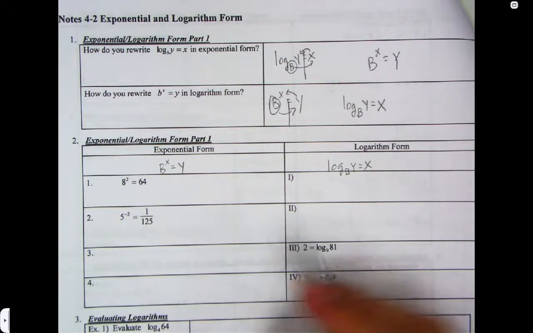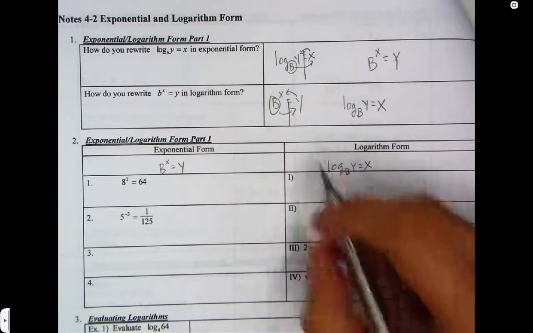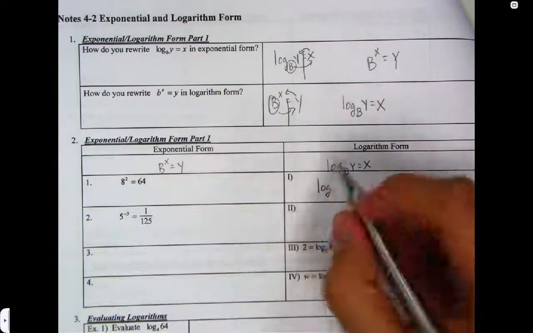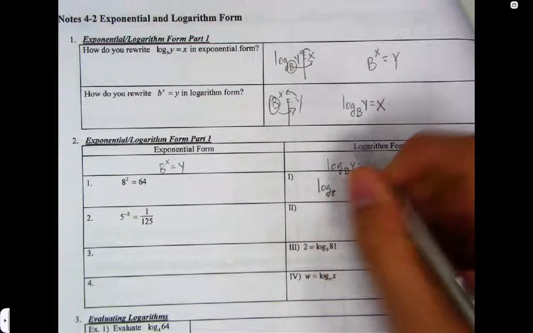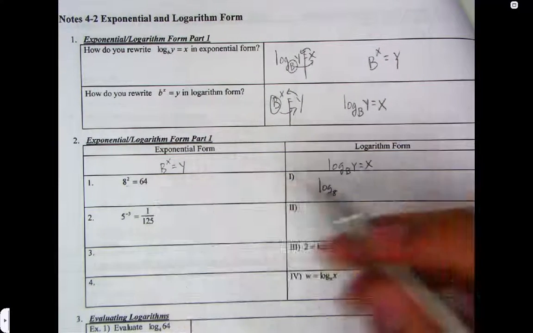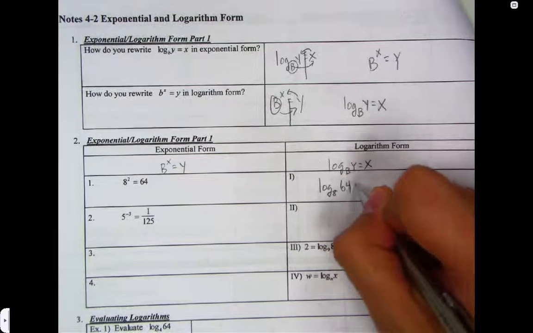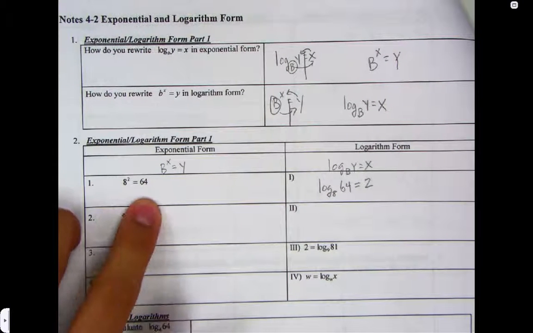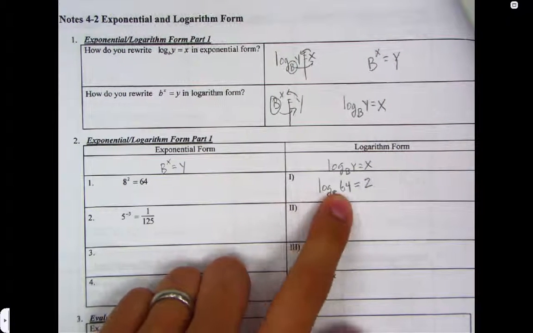Okay, so number 1, let's put that in log form. So that's going to be log. I'm going to circle the base, which is 8, and write that kind of small next to the g. What's on the other side of 8 is 64, so I'm going to write 64 as a normal number, equal to 2. So the equivalent form of 8 squared equals 64 in log is log base 8 of 64 equals 2.